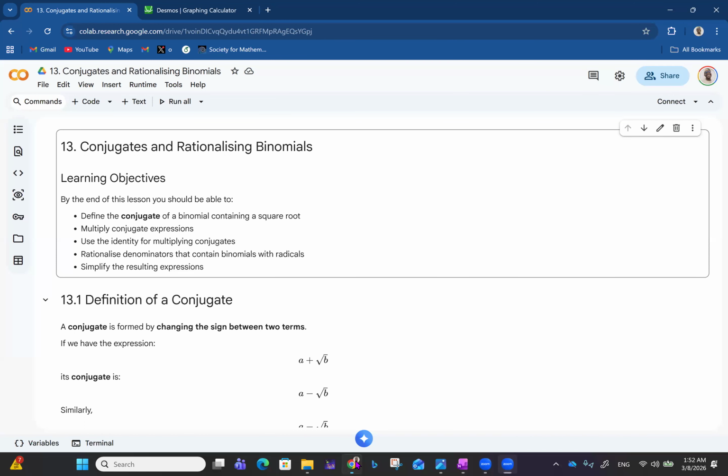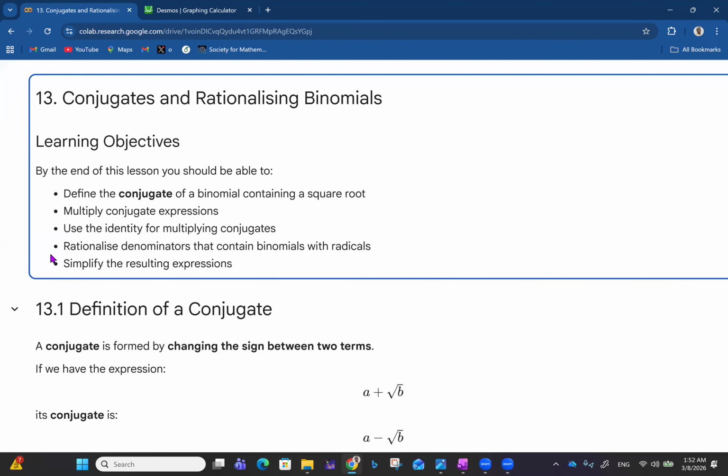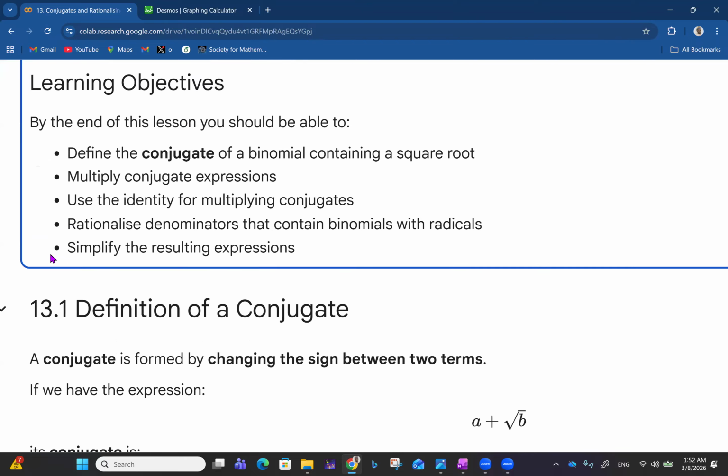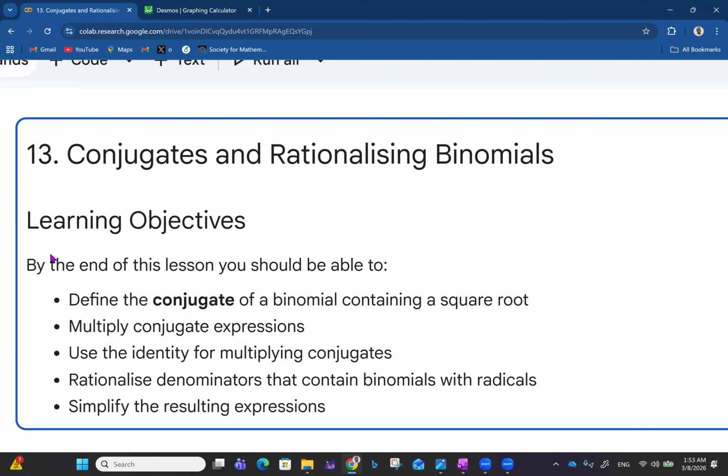Conjugates and rationalizing binomials. Two videos before, I think we already talked about the idea of binomials, but here we want to really look at it deeply. So the learning objectives: by the end of this lesson, you should be able to define the conjugate of a binomial containing square roots, multiply conjugate expressions, use the identity for multiplying conjugates, rationalize denominators that contain binomials with radicals, and simplify the resulting expressions.